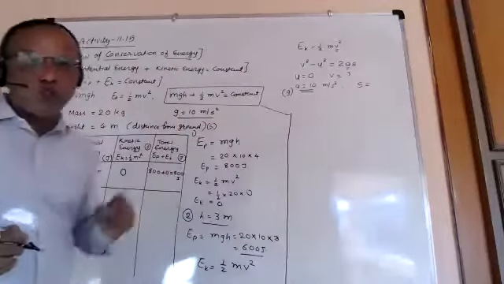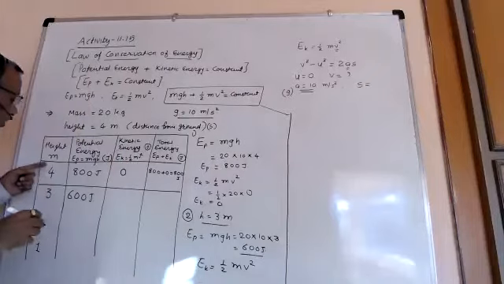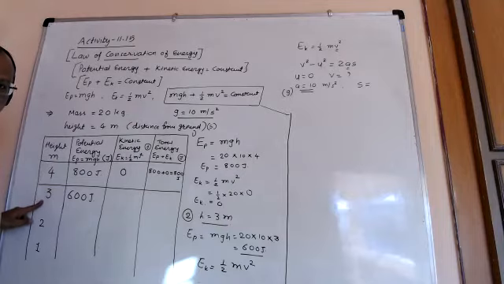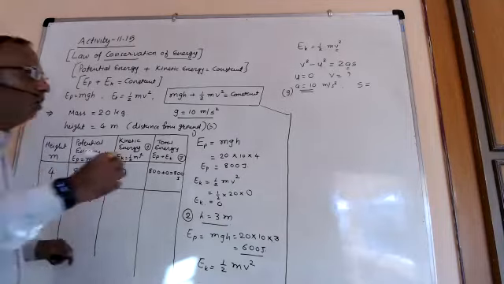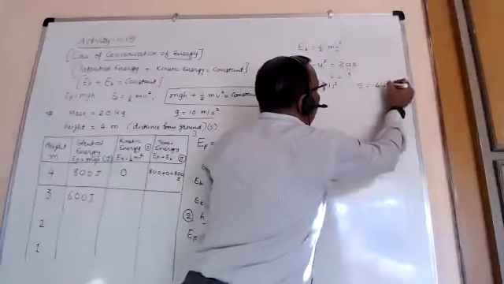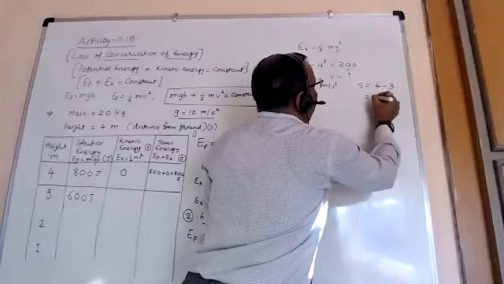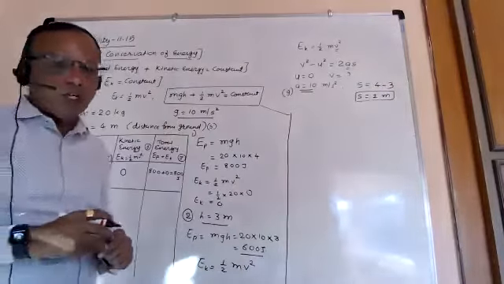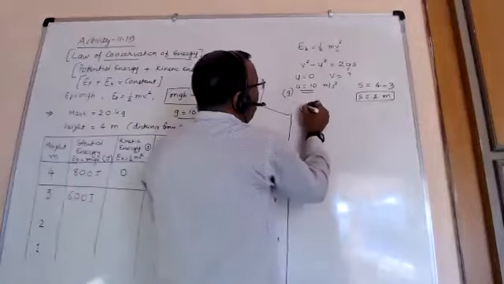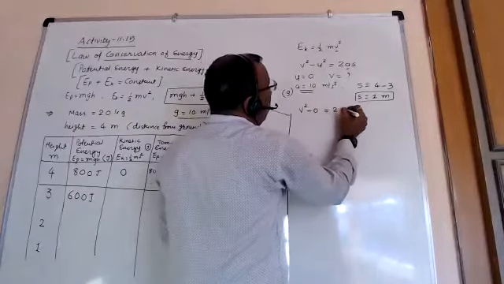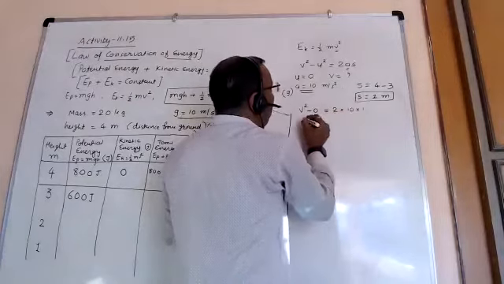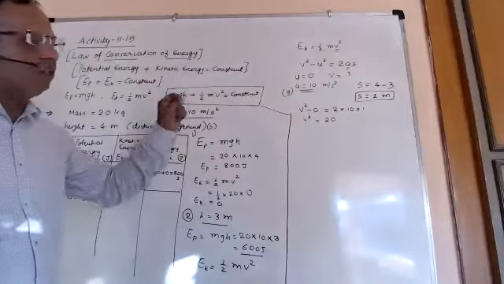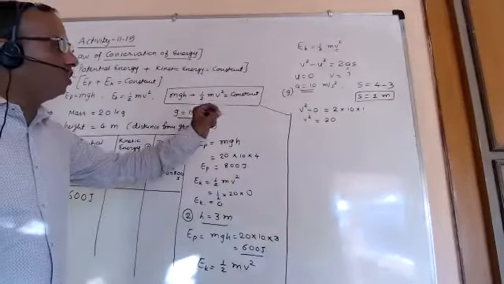Now how is the distance to be found? This distance, initial distance was, friends, 4 meter, and we are calculating the distance at 3 meter. So here we have to take the value 4 minus 3, and that's why 1 meter is to be taken as the distance s. So now if I put the values here, v square minus 0 is 2 into 10 into 1, and that's why v square is equal to 20. So here we get the value of v square as 20.